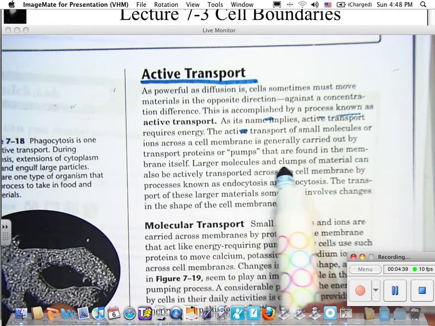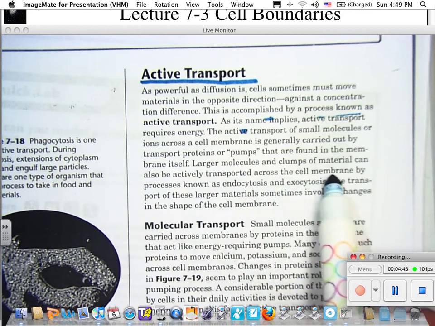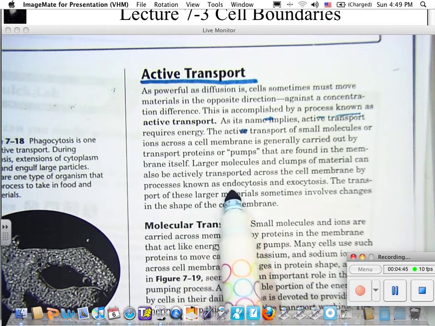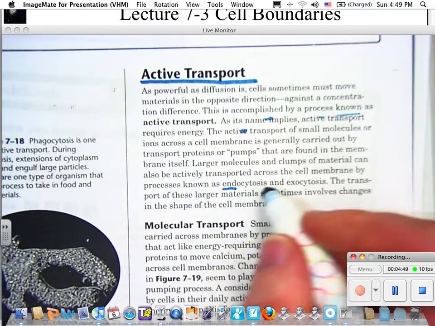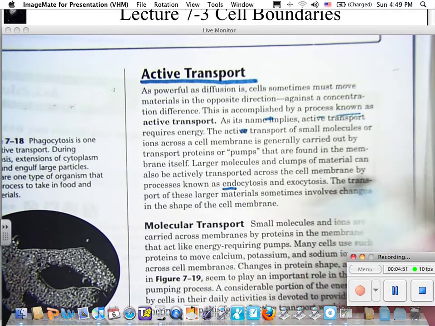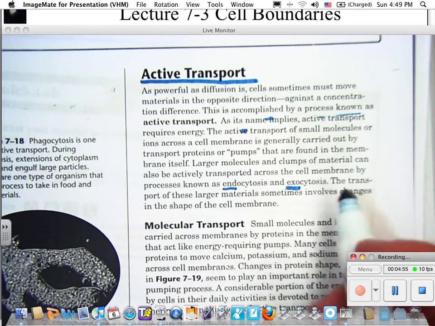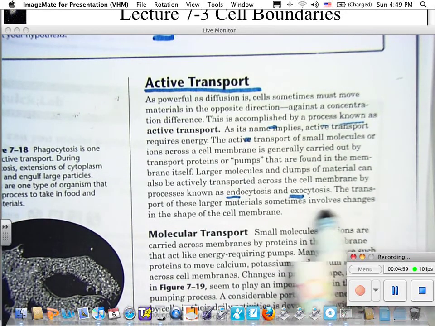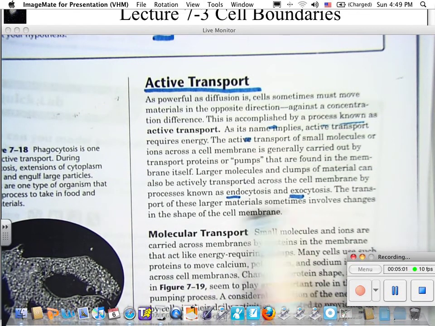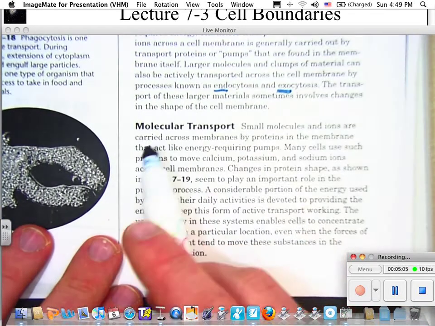Larger molecules and clumps of material can also be actively transported across the cell membrane by a process known as endocytosis and exocytosis. Endo means in, cyto means cell, so into the cell, and exo, out, cytosis, out of the cell. The transport of these larger materials sometimes involves changes in the shape of the cell membrane. More about that in future chapters. Molecular transport.